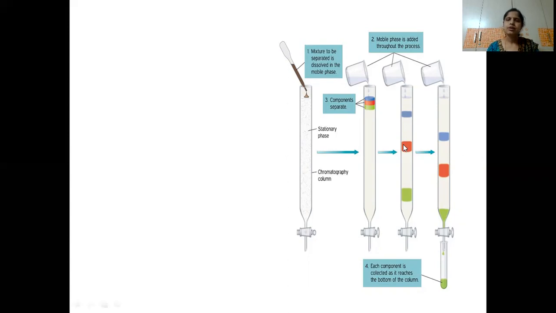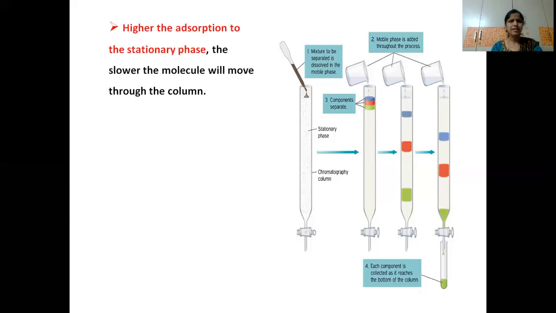Out of these three components, the green colored band is more soluble, whereas the adsorption of the green component is less when compared to the blue band. That is why the blue band is traveling at a slower rate compared to the other bands. The first component eluted will be the green band, because it has more affinity towards the mobile phase. What we need to remember is: the higher the adsorption to the stationary phase, the slower the molecule will move through the column.